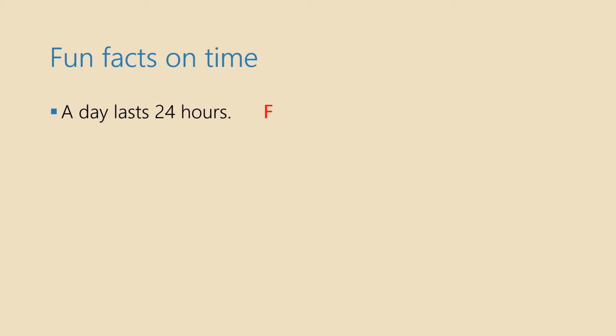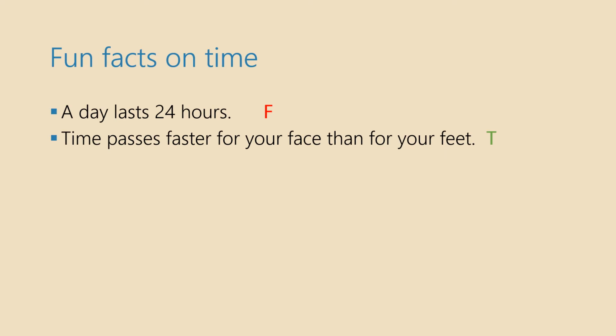Let's check. A day lasts 24 hours. Now that is false. A day actually lasts 23 hours, 56 minutes, and 4.2 seconds. The reason it's 24 hours from sunrise to sunrise is because every day the Earth moves further in its orbit around the Sun, and the change in its position lengthens the day slightly. Are you surprised? Let's see the second one.